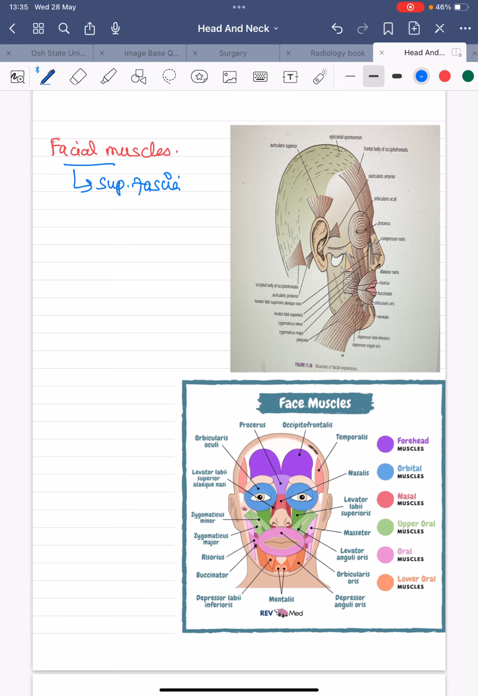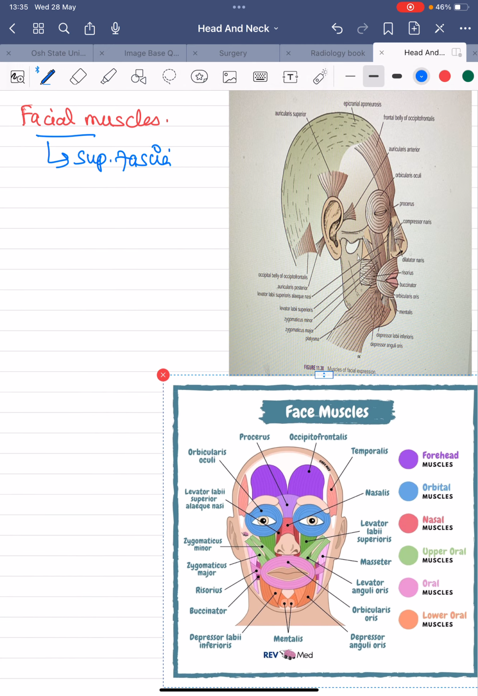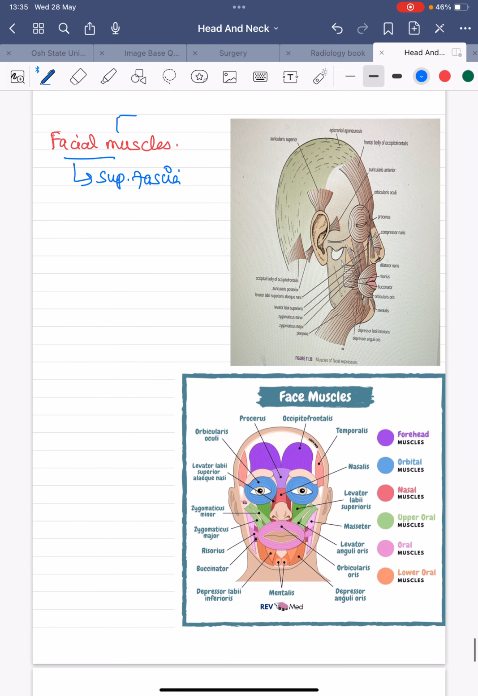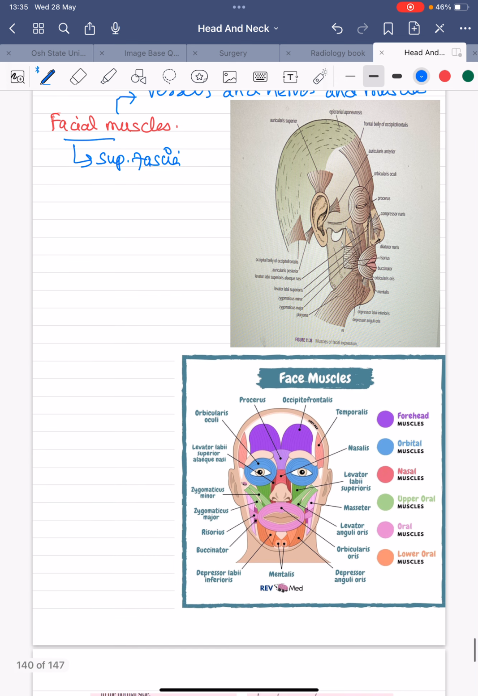Second point which you must remember is that the vessels and nerves to the facial muscles and skin are also present in the superficial fascia. There is some variable amount of fat present there, but fat is absent from the eyelids. One important point is that fat is well developed in your cheeks.